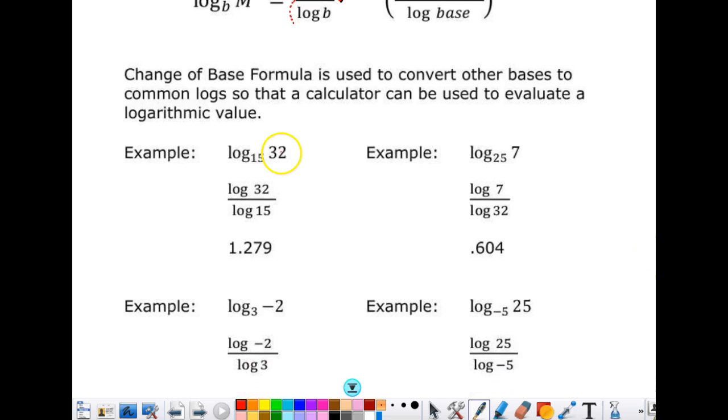Okay, so let's practice some. So we have log base 15 of 32. So you would type that in the calculator, log of 32. Okay, the log button is next to the 7 button. And then type the parentheses. The parentheses, I think, is above the 9. And then type log of 15.